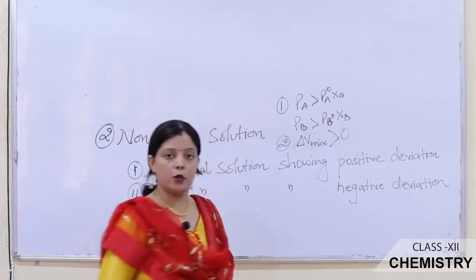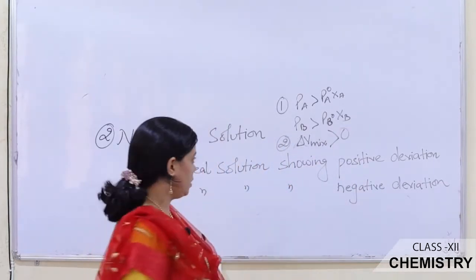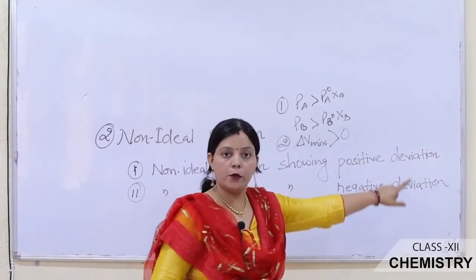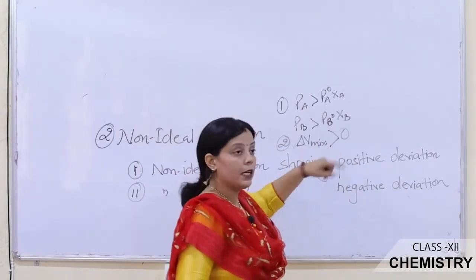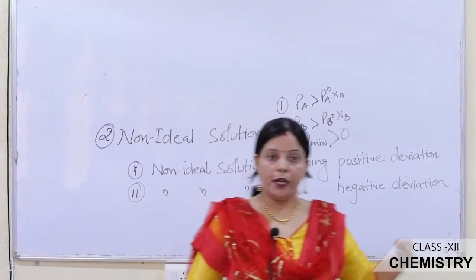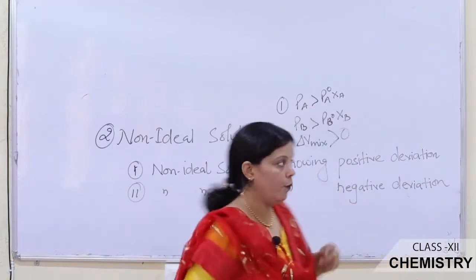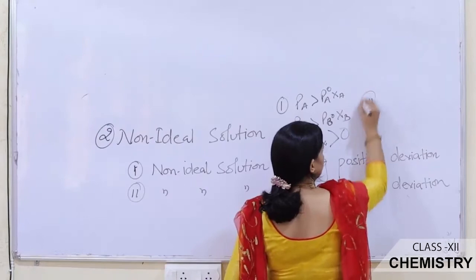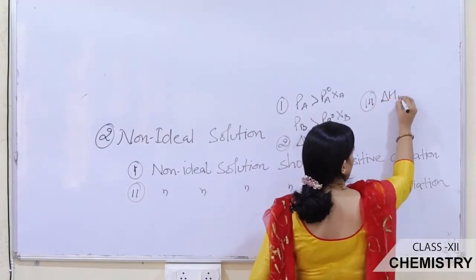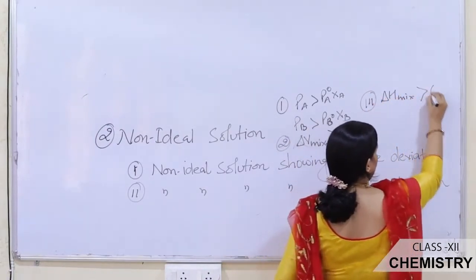When the non-ideal solution is showing the positive deviation, delta V mixing is greater than 0. It means there is an increase in the volume when a solute is added to a solvent. And the third condition is delta H mixing is also greater than 0.